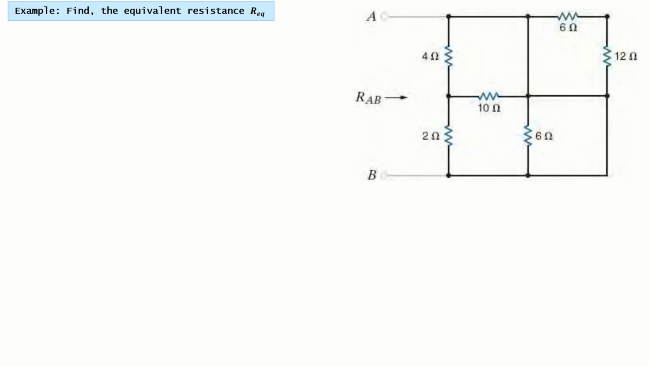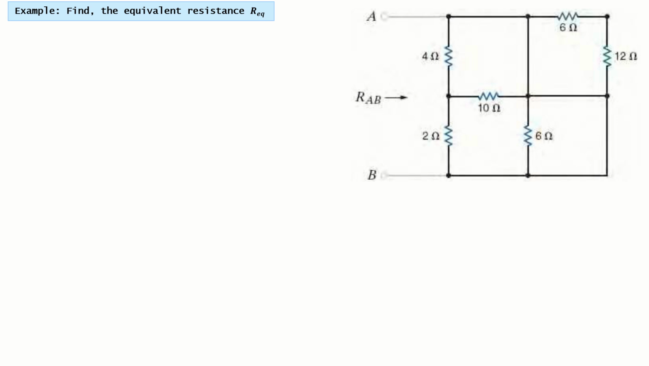Welcome back. So we are solving the circuits with a combination of series and parallel resistors to find their equivalent resistance. So this is our next example. So we have a circuit and we want to find out what is the equivalent resistance between points A and B of this circuit. So again we will follow the same approach.